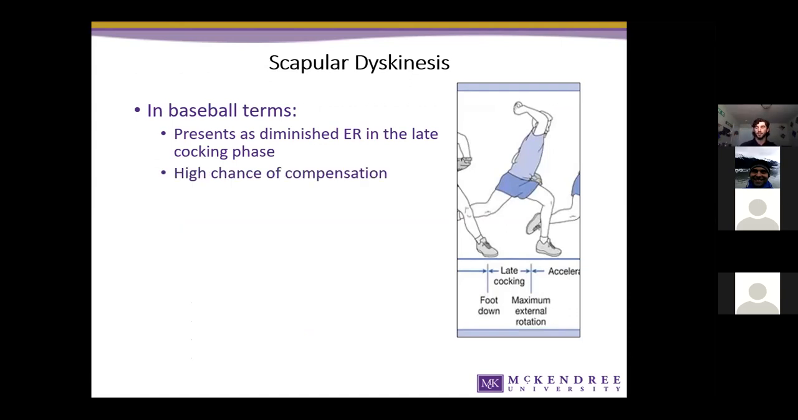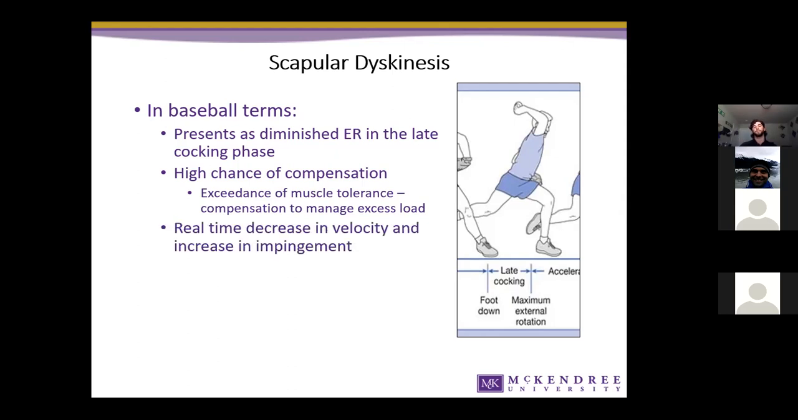In this instance, there is a high chance of compensation, which is back again. The exceedance of muscle tolerance leads to compensation in order to manage the excess load. This is a very important aspect of the entire presentation because the exceedance of muscle tolerance is the initial reason for compensation, which is the initial reason for a change in anatomy and a change in muscle load, which would in turn be the reason for injury.